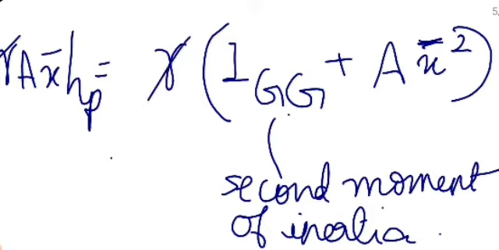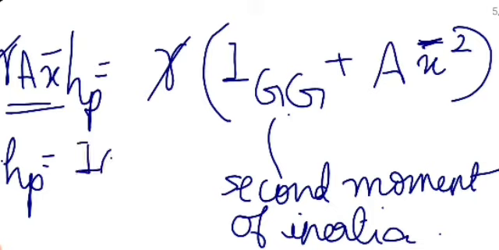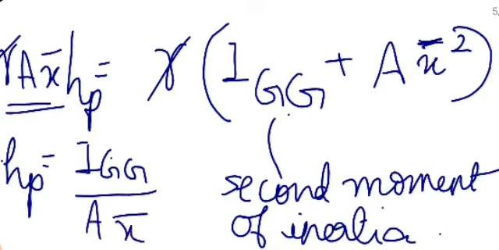Gamma A x bar times hp is so and so. This gamma A x bar is the force we have already got. So hp, the center of pressure in general for any area, is nothing but Igg by A x bar plus x bar. I think you are now clear with this.